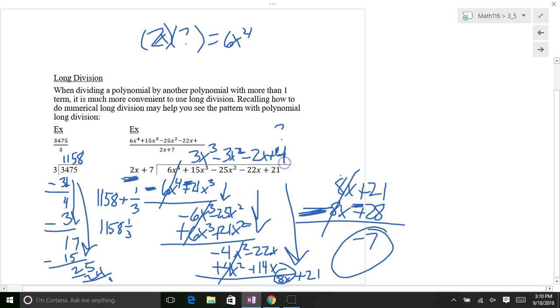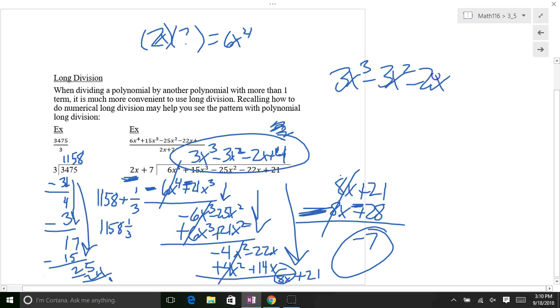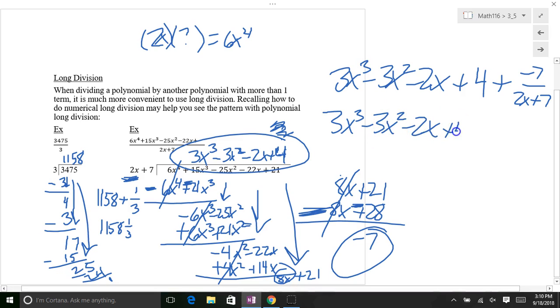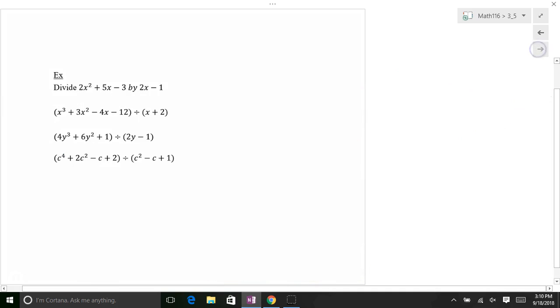So now, how do we write this answer? We write it as the quotient, 3x cubed minus 3x squared minus 2x plus 4, plus remainder over divisor. And you can write that as just a minus 7 over 2x plus 7 as well. Okay. Alright, let's do some more like that.